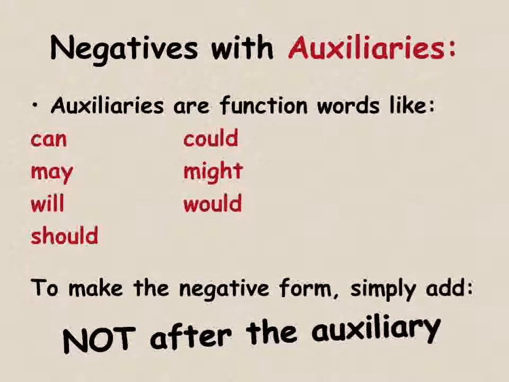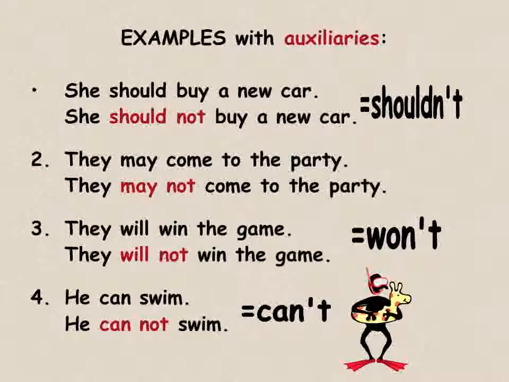Next, let's talk about auxiliaries and how to make the negative form with them. Auxiliaries are function words like can, could, may, might, will, would, or should. To make the negative form with these, it's pretty easy. You just have to add not after the auxiliary. Let's look at some examples. Number 1, she should buy a new car. Negative, she should not buy a new car, or shouldn't.